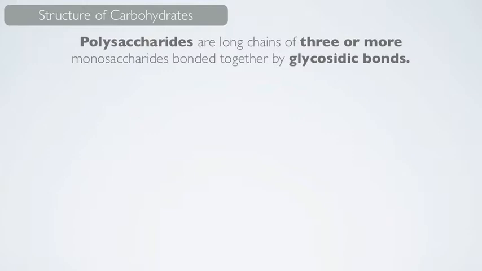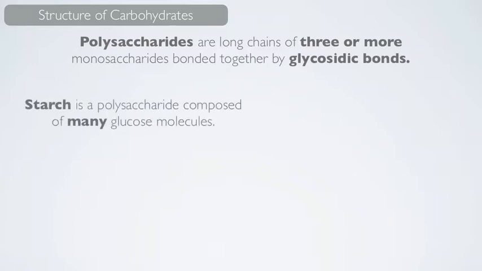Polysaccharides are bonded together by glycosidic bonds, which, as we said earlier, are the bonds created by dehydration synthesis. Starch is a polysaccharide that is a chain of many glucose molecules.